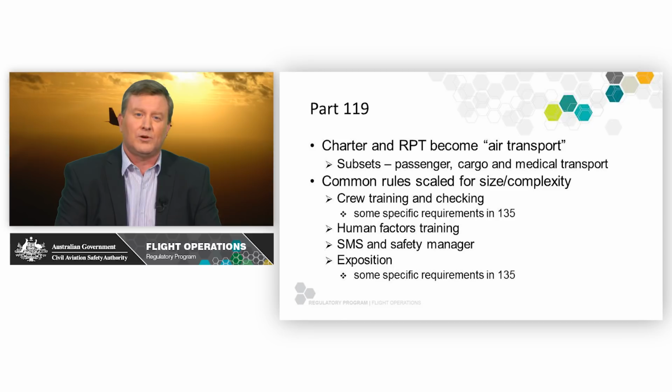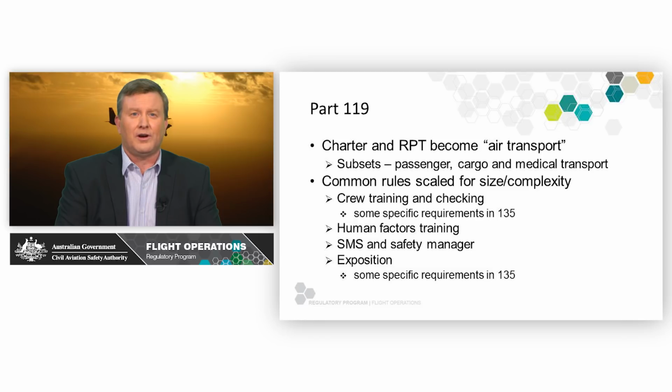So what are the major things that are happening in Part 119? We're turning charter and RPT into a common phrase, air transport. And air transport has 3 major subsets: passenger transport, cargo transport and medical transport. There are particular definitions in the definitions document available as part of the consultation documents so you can understand what those are. But what's important to understand is that in the operational rules, so in Part 135, as we're talking about tonight, there are particular segments of the rules that apply to each of those subsets. So, for example, if you're doing a cargo transport operation, there's a number of rules that don't apply to you.